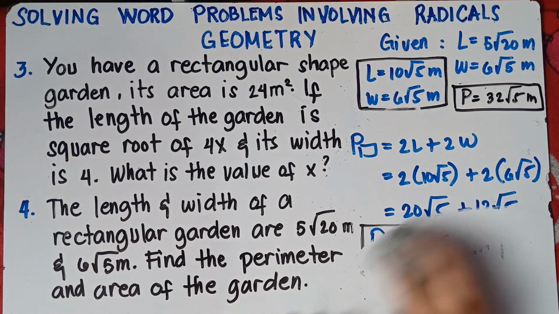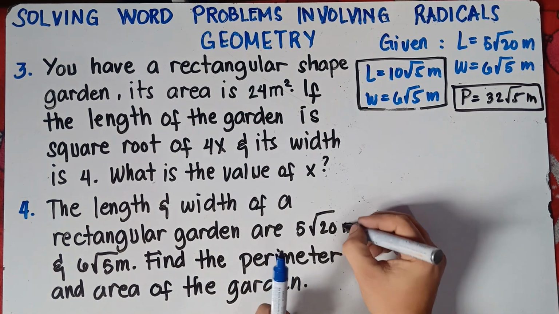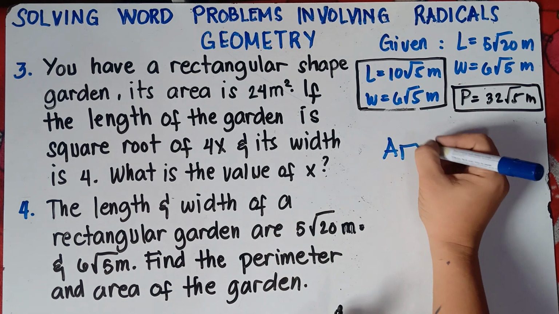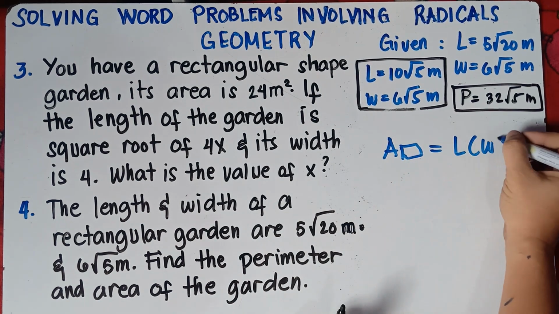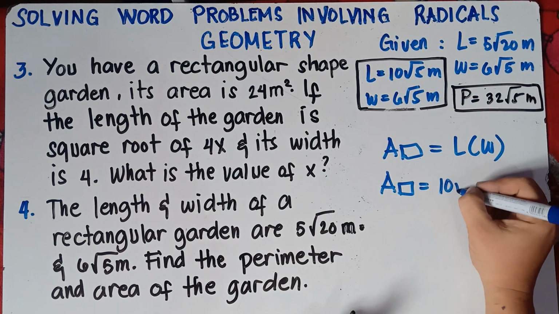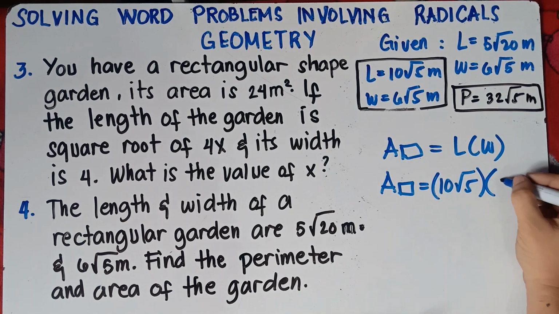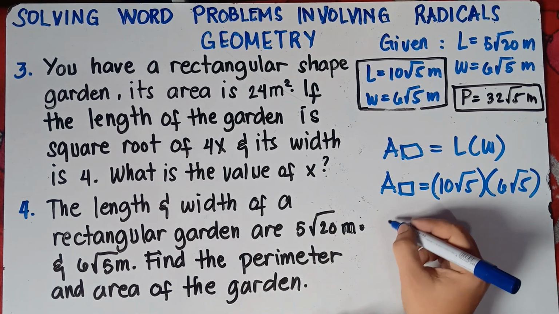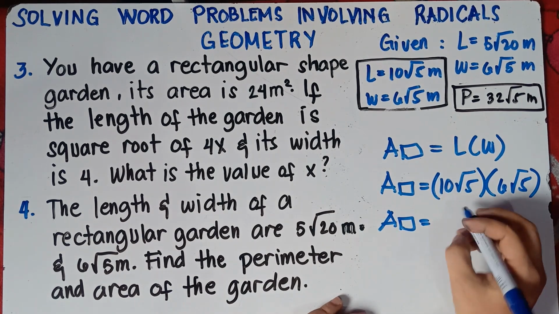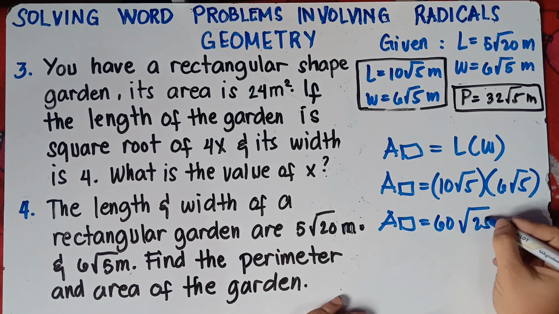Let's have the area. Easy, right? If you simplify, very easy to solve, class. So you simplify the radicals first before solving. Alright, area of rectangle, that would be length times the width. So area of rectangle, so our length is 10 square root of 5. So just ignore the units. And our width is 6 square root of 5. So area of rectangle, this will be, so 10 times 6, that is 60. Square root of 5 times square root of 5, that would be square root of 25.